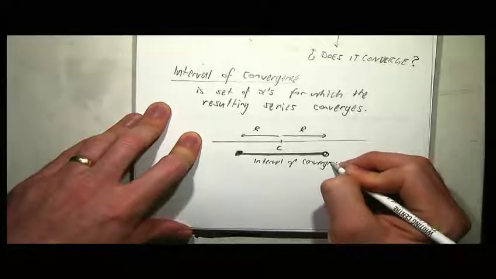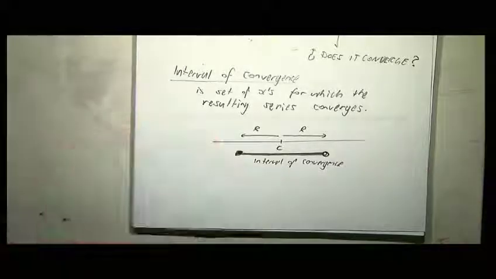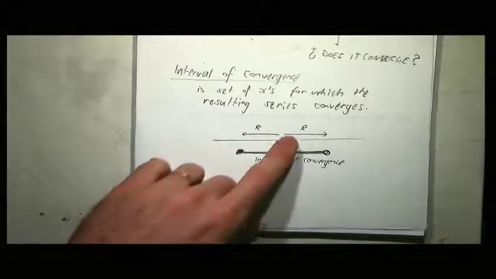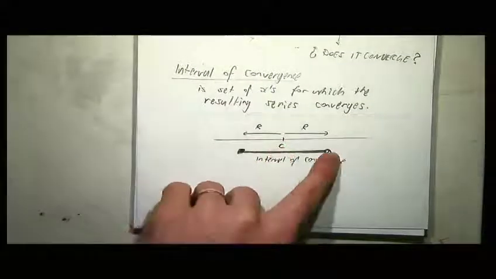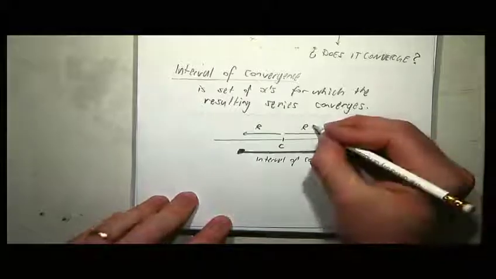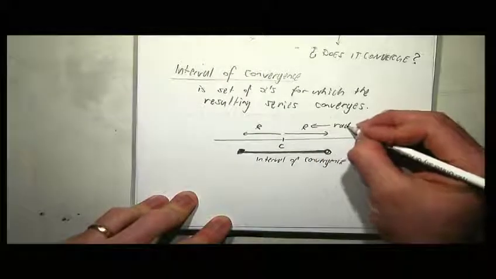Okay, so the point is that it's not just an interval, it's an interval centred on that number c that was up there in my series. And when we talk about centres and widths, well, that's what a radius means. Radius means the distance from the centre to the edge. So this number here is the radius of convergence.